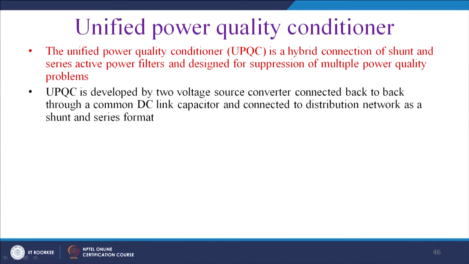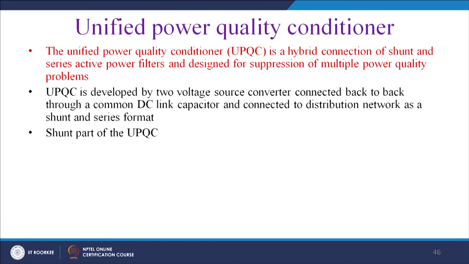We have seen the voltage correction by the series and the current correction by the shunt separately. Now, we shall take both together, and that is the unified power quality conditioner. The unified power quality conditioner, or UPQC, is a hybrid connection of the shunt and the series power filter, designed for suppression of multiple power quality problems. UPQC is developed by two voltage source converters connected back to back through a common DC link capacitor and connected to the distribution network in shunt and series format.